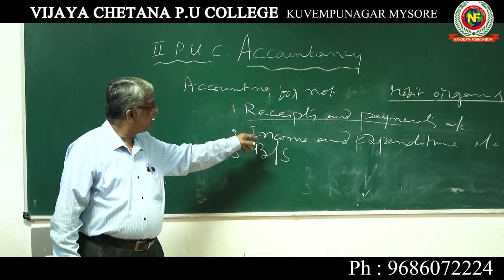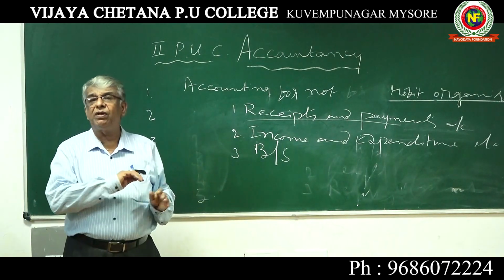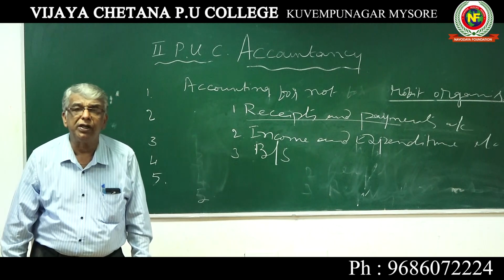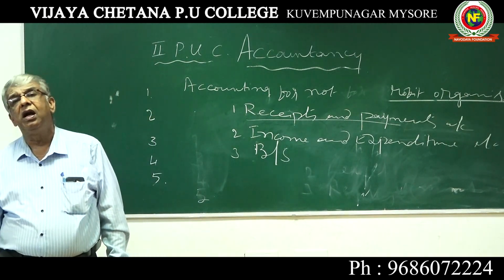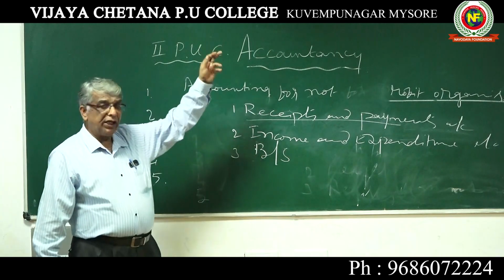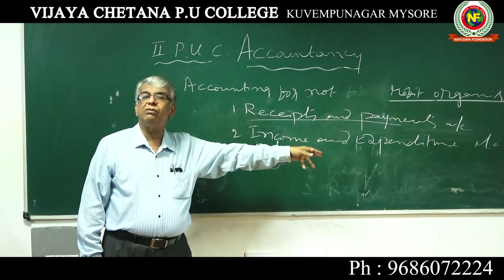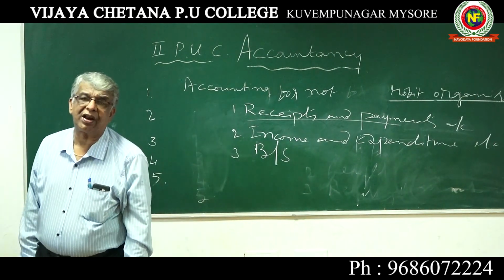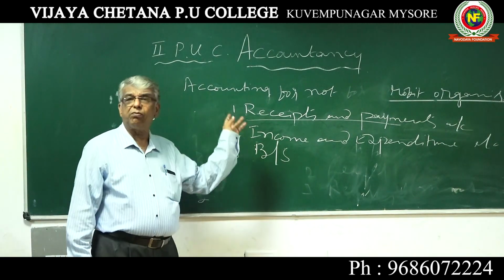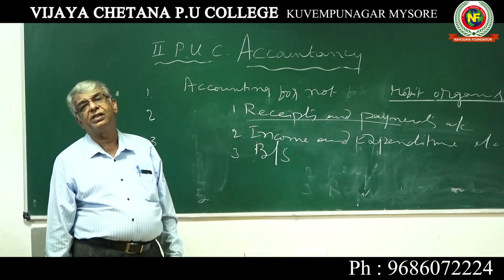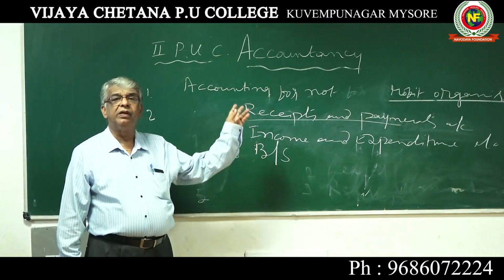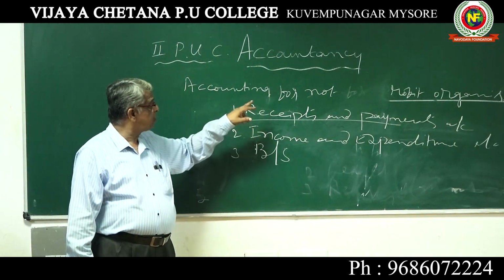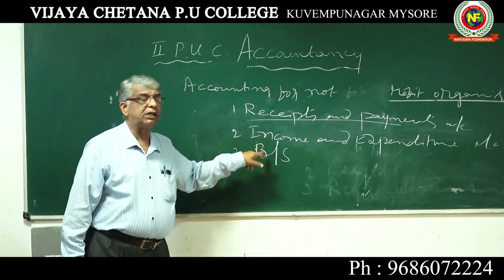The difference in the income and expenditure account represents either an excess of income over expenditure or an excess of expenditure over income. If the credit side is more than the debit side, that represents an excess of income over expenditure. On the other hand, if the expenditure side is more than the income side, then it represents an excess of expenditure over income. So this is all about the receipts and payments account and the income and expenditure account.